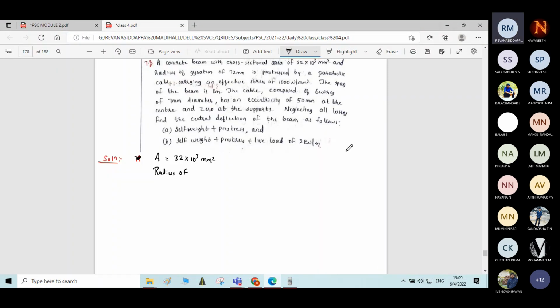Radius of gyration R is given as 72 mm. The section is pre-stressed by a parabolic cable carrying an effective stress of 1000 Newton per mm square. Okay, stress is given.